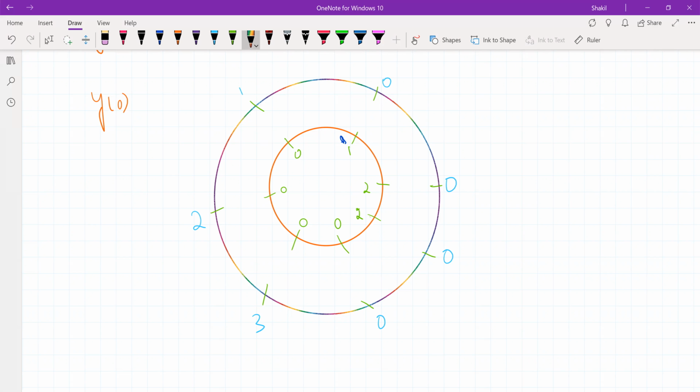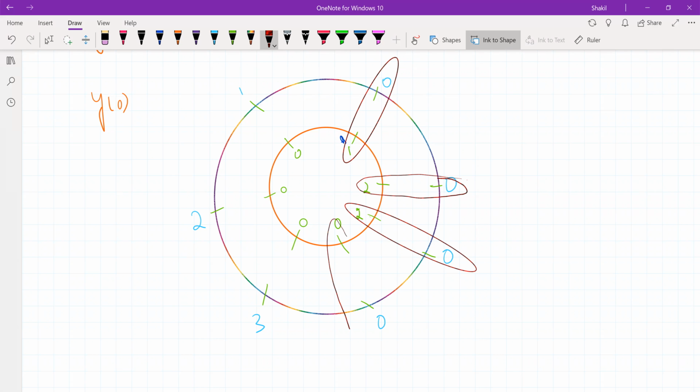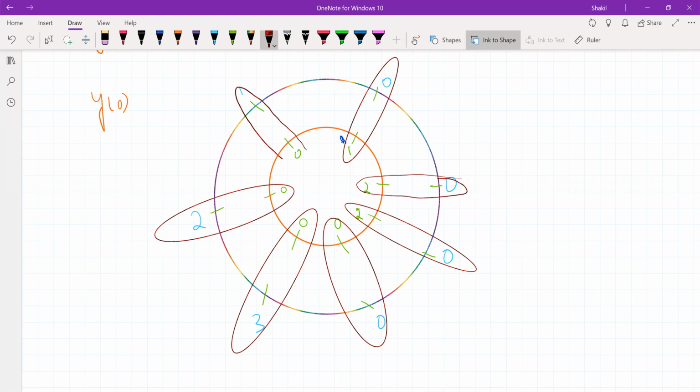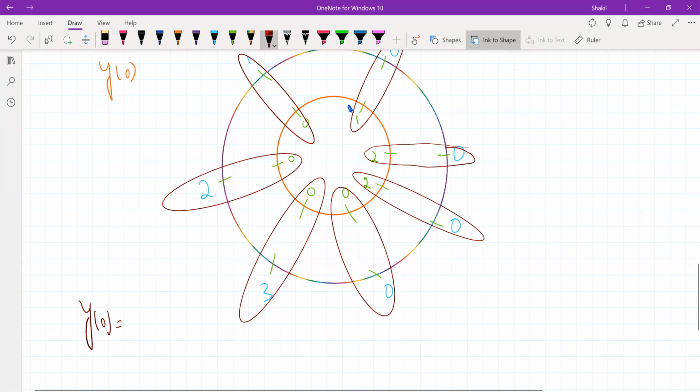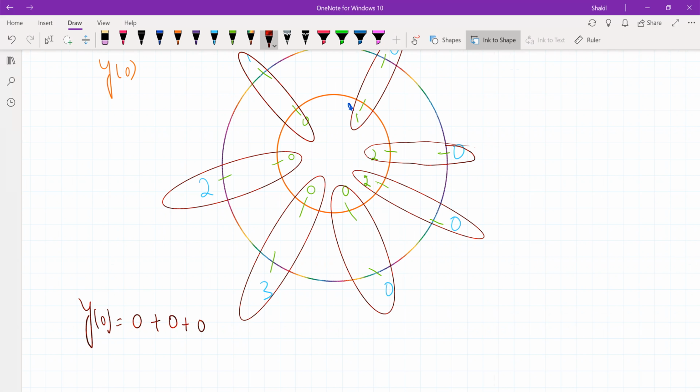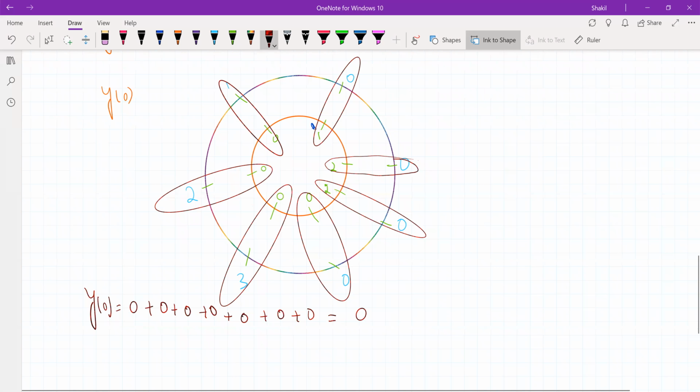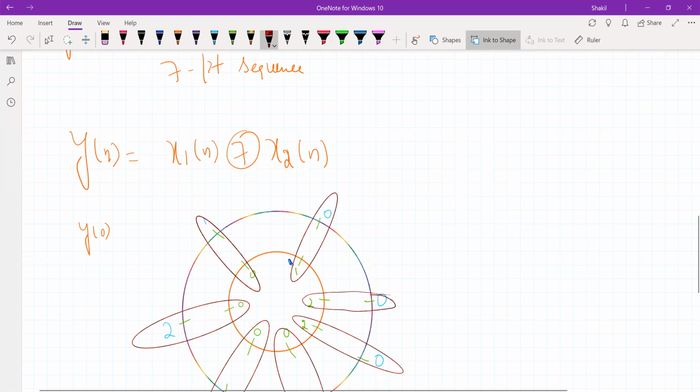Next, I'm going to multiply these terms. So multiply this with this, this term with this term, this term with this term, and so on for every pair. So multiplying directly, we'll get y of 0. Now this will be 0 plus 0 plus 0 plus 0 plus 0 plus 0 plus 0. You can check all multiplications are 0, so the final result is 0. So y of 0 is 0, so it's clear here. Now we also have y of 0 here, that is 0. So the first one matches.